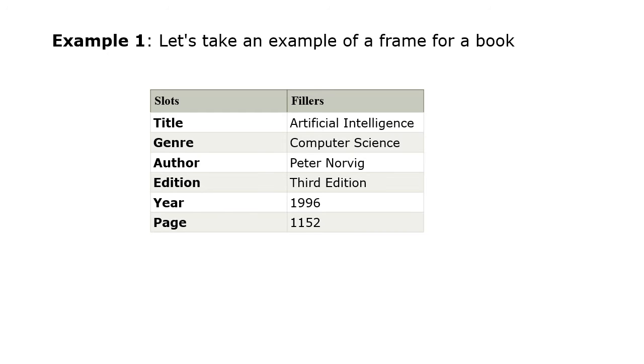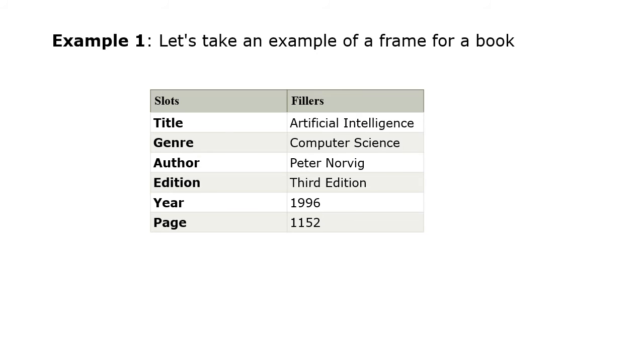Then the book contains different slots like title, genres, author, editions, years, and pages. So every slot contains its filler. For the slot title, its filler is Artificial Intelligence.